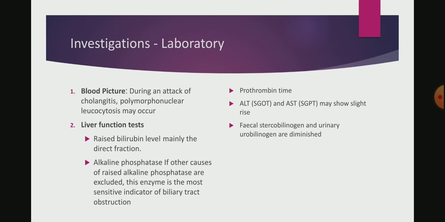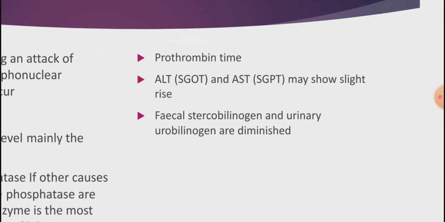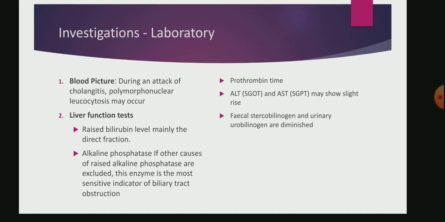Investigations, as we mentioned before: blood picture during an attack of cholangitis shows leukocytosis. Liver function tests show increased levels of bilirubin and alkaline phosphatase, as well as SGOT and SGPT, and prothrombin time is prolonged, and fecal stercobilinogen and urinary urobilinogen are diminished.